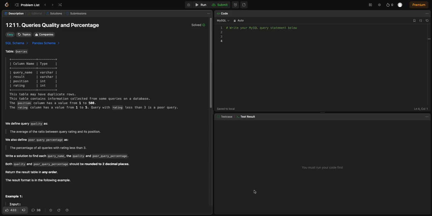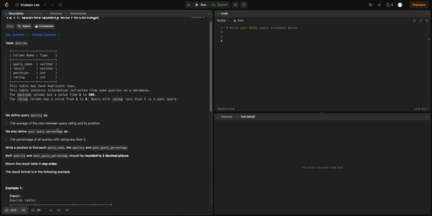Let's solve question 1211, queries, quality and percentage. The question defines query quality as the average ratio between query rating and its position. The question also defines poor query percentage as the percentage of all queries with a rating less than 3. We are asked to write a SQL query to find the query name, the quality and the poor query percentage.